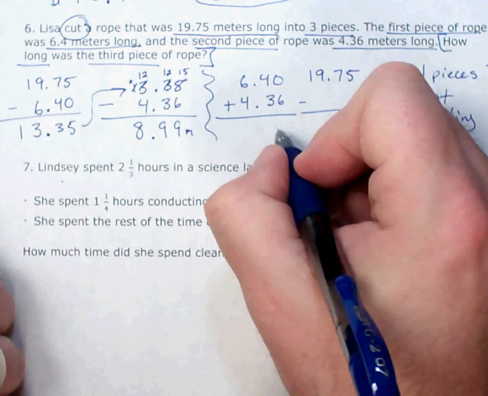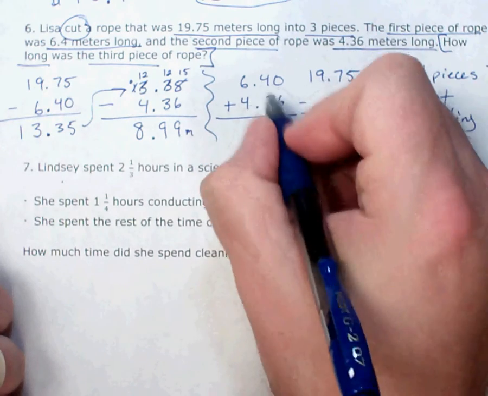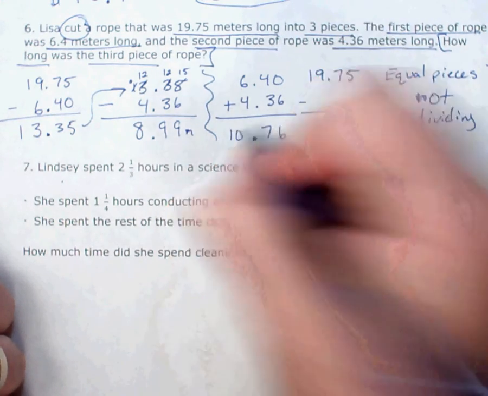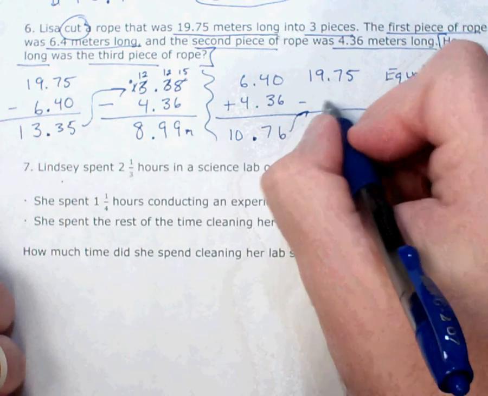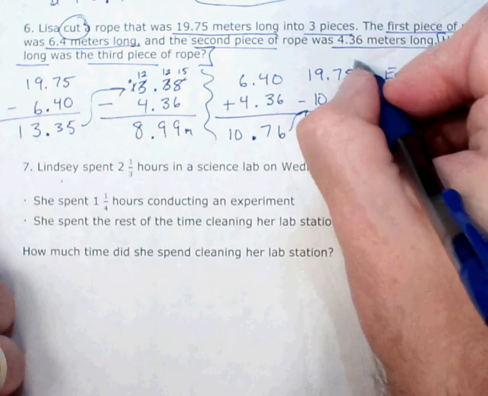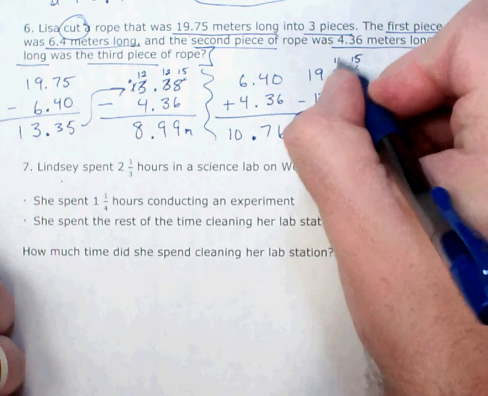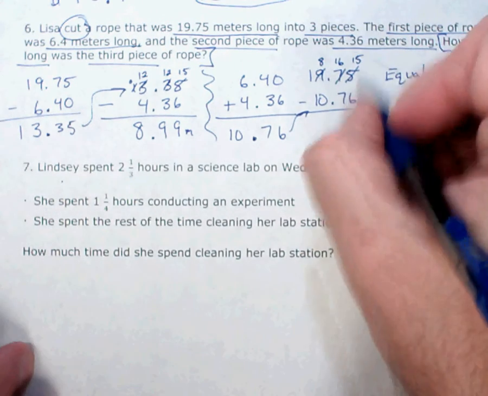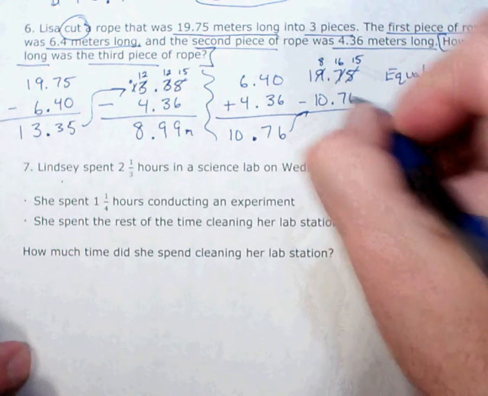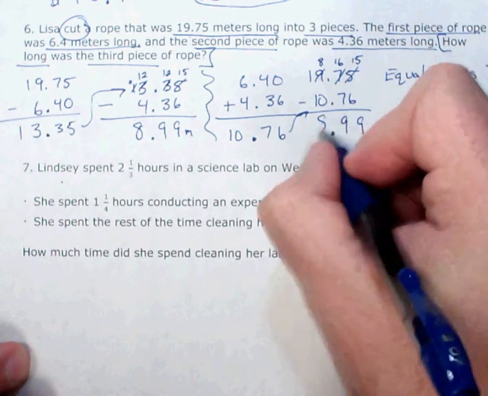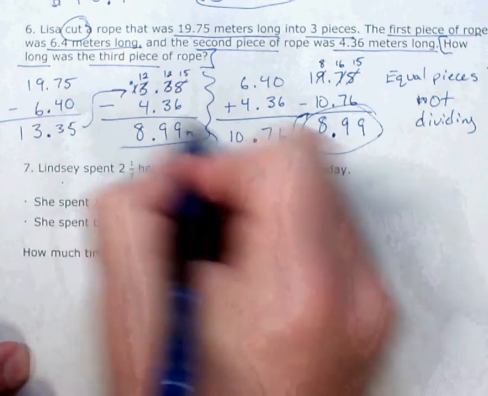So 0 plus 6 is 6. 4 plus 3 is 7. Make sure my decimals are lined up. 6 plus 4 is 10. So this number is going to go up here. 10.76. Regroup. All right, 15 minus 6 is 9. 16 minus 7 is 9. Make sure my decimals are lined up. 18 minus 10 is 8. Which is good, because I get the same answer both ways.